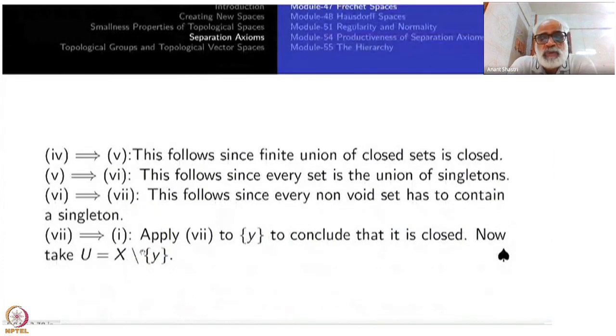7 implies 1 is what we have. Apply 7 to singleton Y to conclude that it is closed. Singleton Y should contain a closed subset, right? The singleton Y is closed. That means the complement of singleton Y is open, and that will contain X. So you can take U to be X minus Y. All these implications, one implying the other, are very easy. So we have proved it in a single chain.